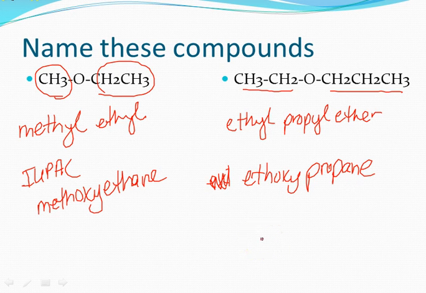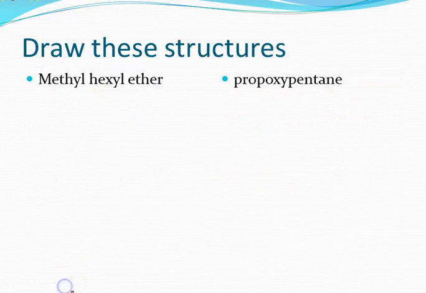But really, right now, our purpose is just recognizing these, and just doing some simple nomenclature. Do you guys feel you can name them if pressed? Okay. Now let's draw some structures. If you have methyl hexyl ether, what would that look like? How many carbons in the methyl group? 1. How many carbons in the hexyl group? 6. And then there's an oxygen in between.